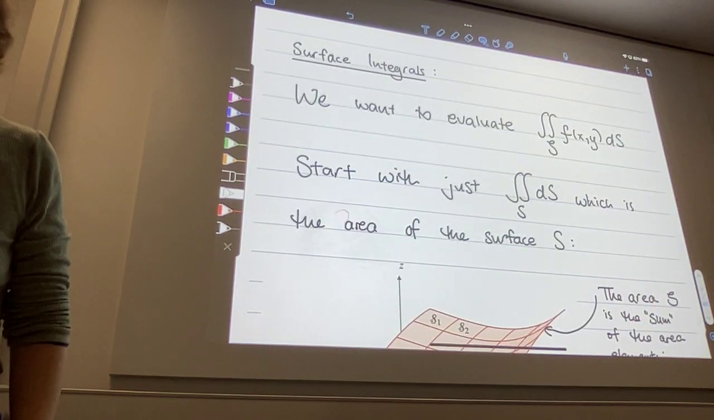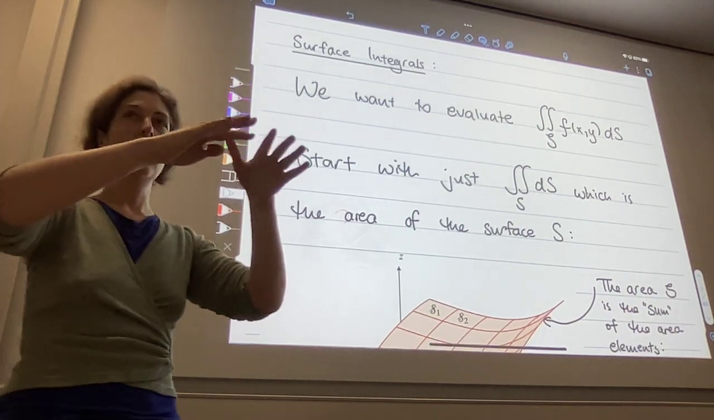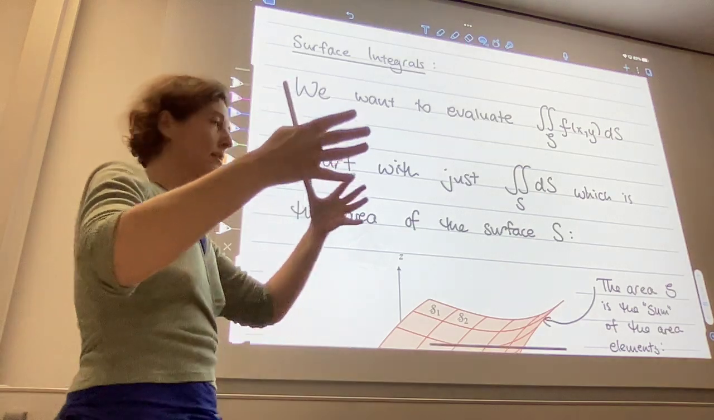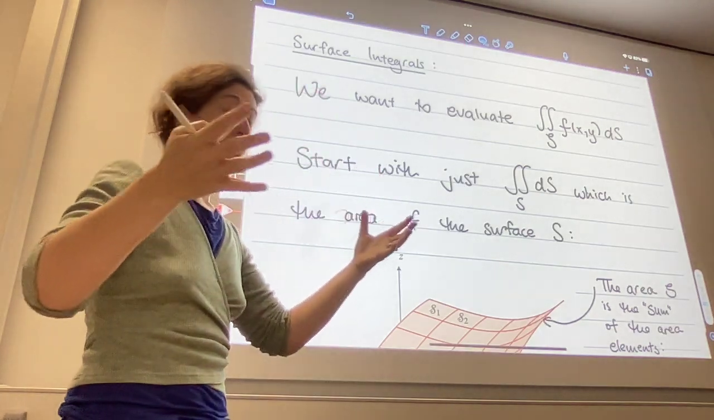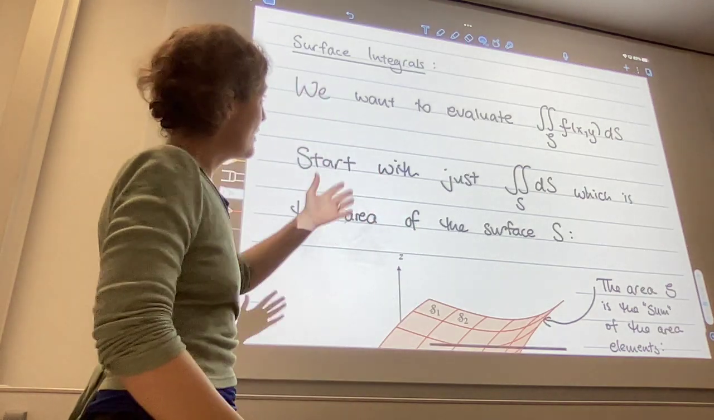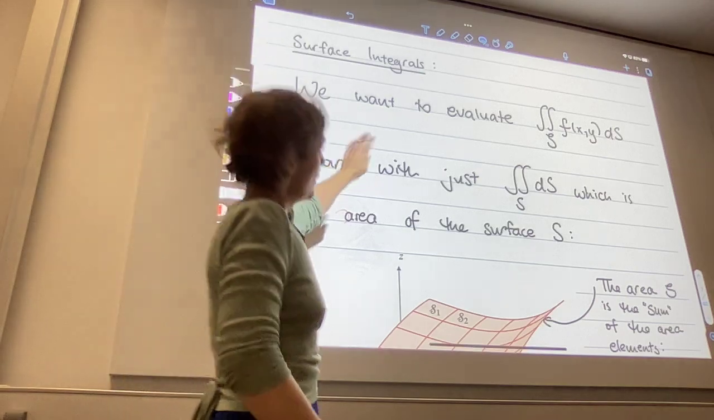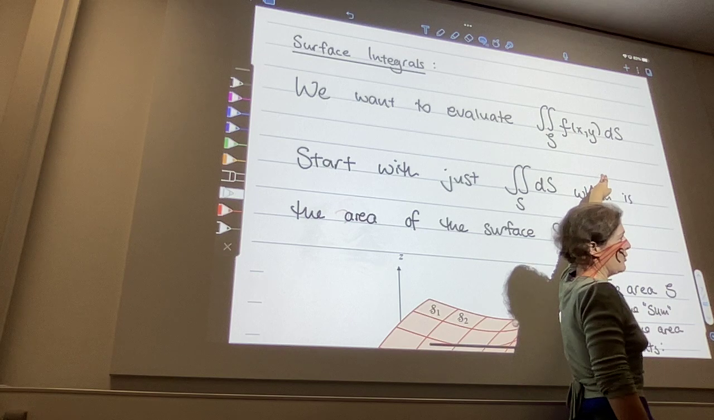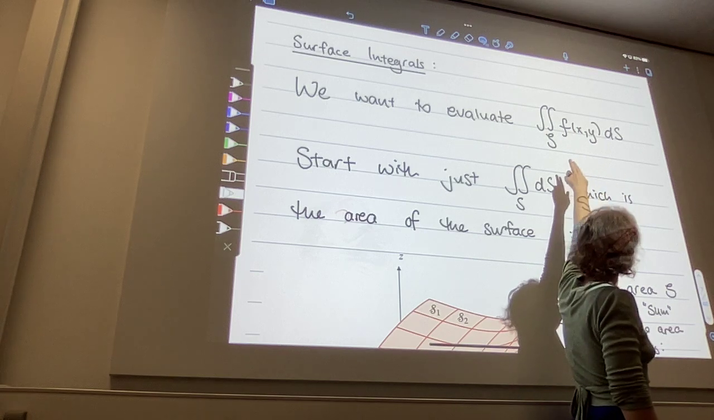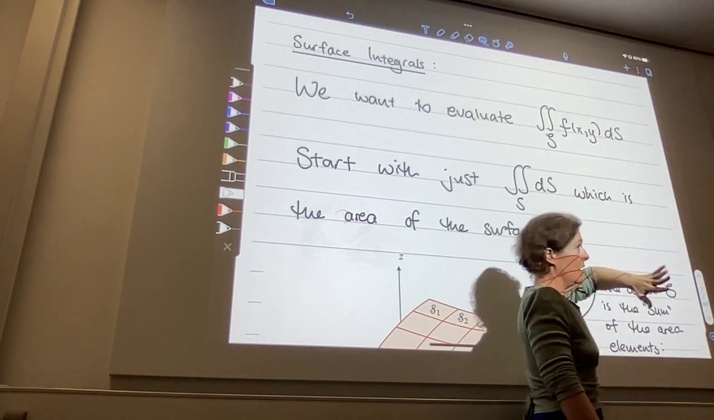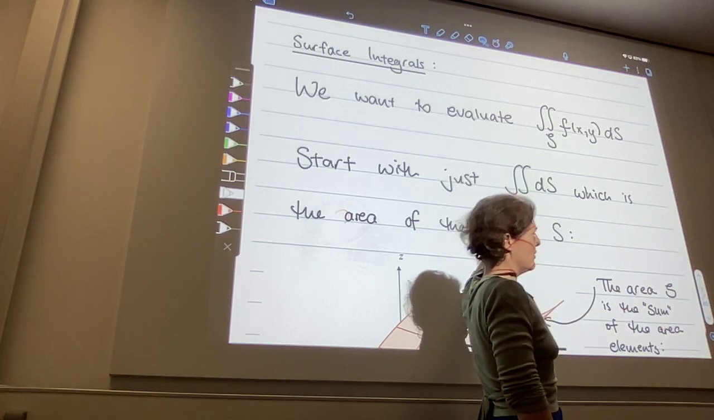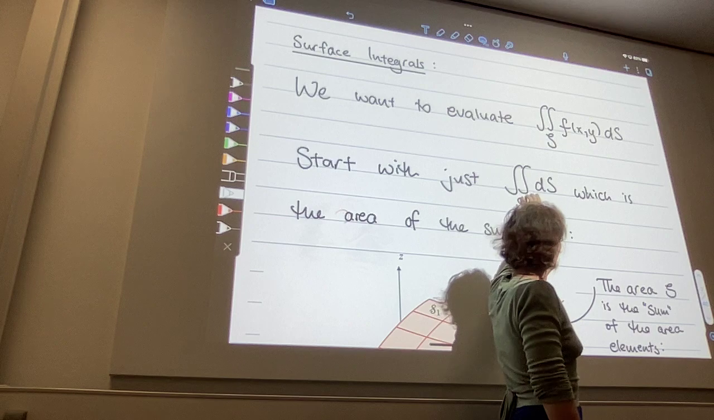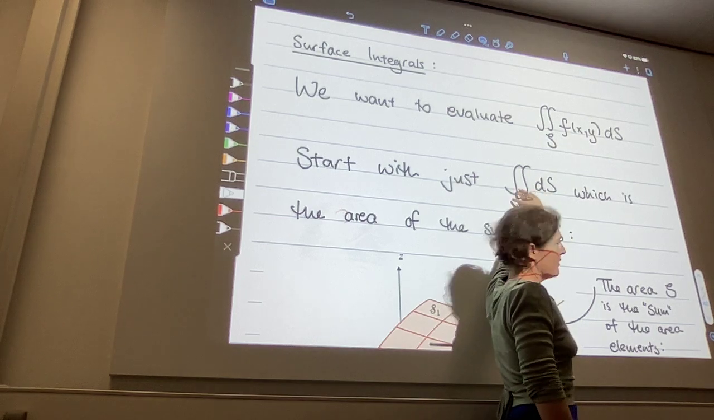Okay, so now that we have this idea that we can parameterize surfaces, what we want to do is figure out how do we integrate over surfaces. And we're going to start by just saying, suppose, ideally we want to answer a question like this. There is some function of x and y, and I want to integrate it over the surface S. We're going to start a little more simply and say, okay, let's just work out what the surface integral is of the surface.